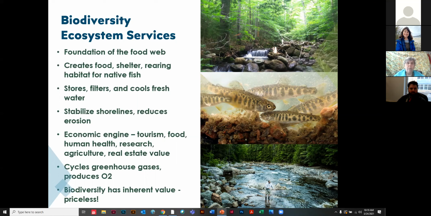It's the foundation of a food web, right? Starting with zooplankton or starting with soil microbes. We're creating food and shelter and rearing habitat for many different types of native fish. We're storing and filtering and cooling fresh water. And we'll get into the importance of cold water a bit too, especially if you're really into trout. And I want to keep bringing up that we're not just going to talk about aquatic habitats, we're also going to talk about the riparian zone. So what's along the river, what's on land next to water, cooling water.